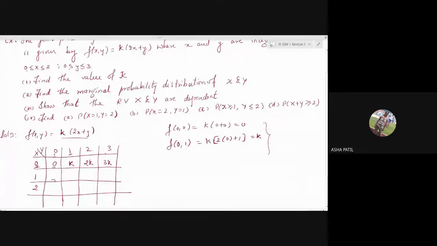The next, second row: x is 1, y is 0. Let us take f of 1, comma 0. X is 1 and y is 0, k times 2 into 1, y is 0. What will you have? Is it 2k? Yes. Tell me the values quickly, all other values. What's the next value? 3k. 3k. Next.